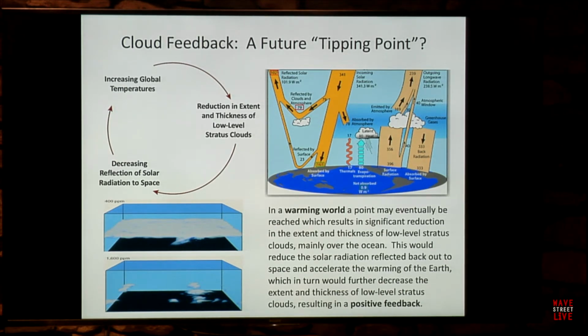Some of the models being used now in the latest rounds of modeling, which by the way we'll be talking about next week in the next lecture, are showing this effect, and so that is of concern, a potential tipping point that could come into play there.